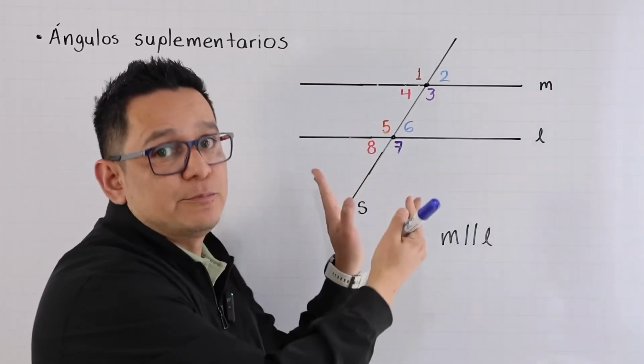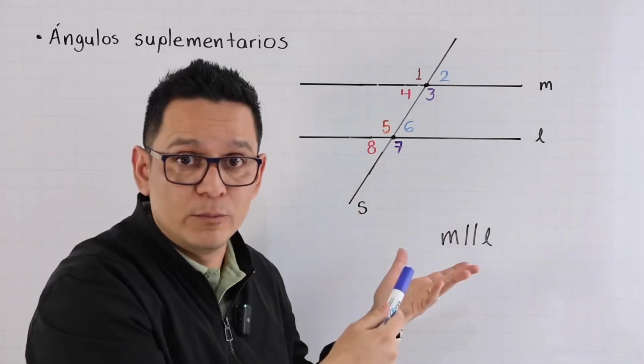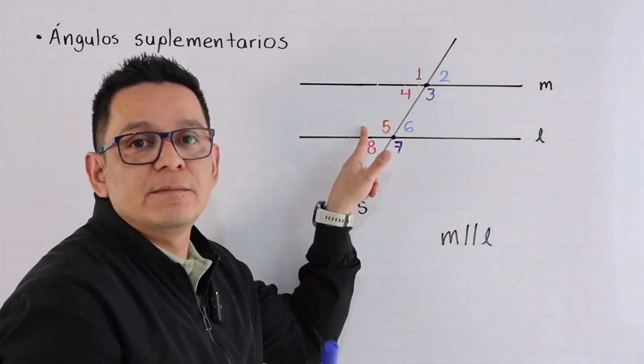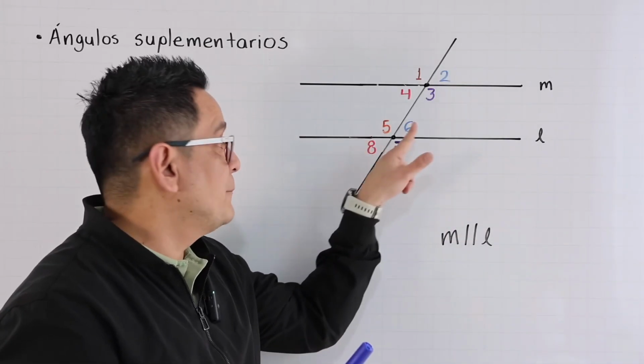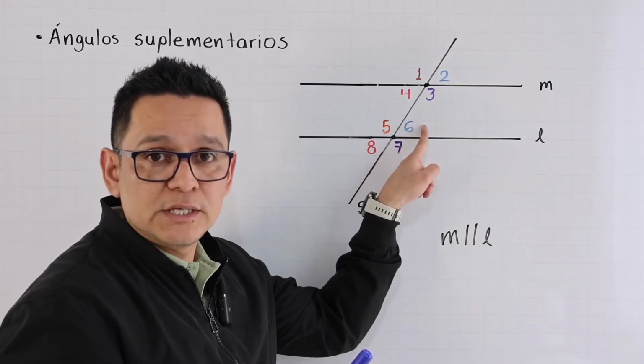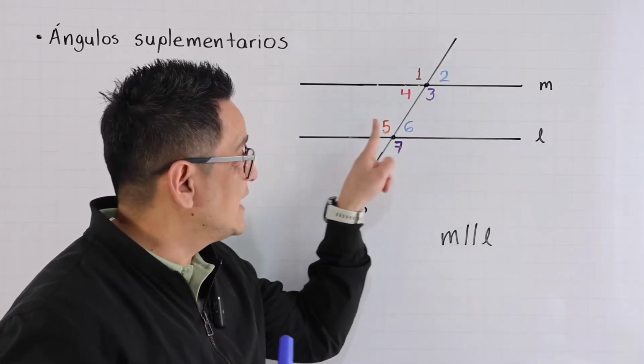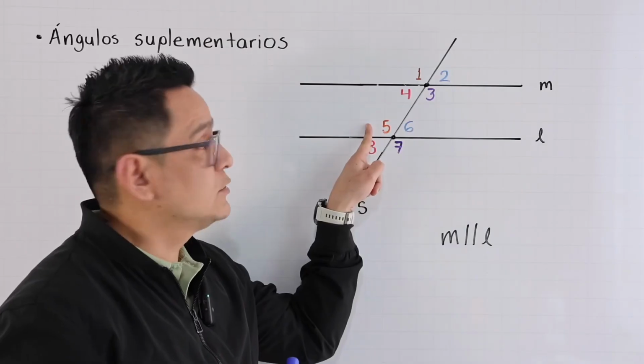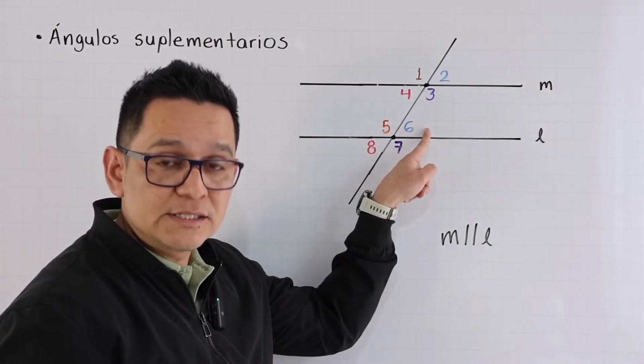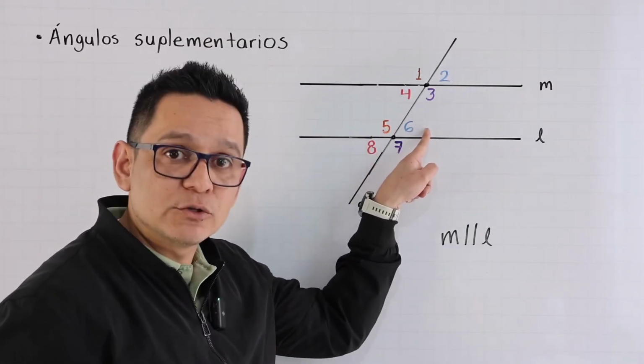Well, unless I use a protractor and measure it, or it's given to me as data. But as it is, I really don't know how much it measures. I also don't know the measure of angle 6. But what I do know is that the sum of the measure of angle 5 plus the measure of angle 6 has to be 180 degrees.